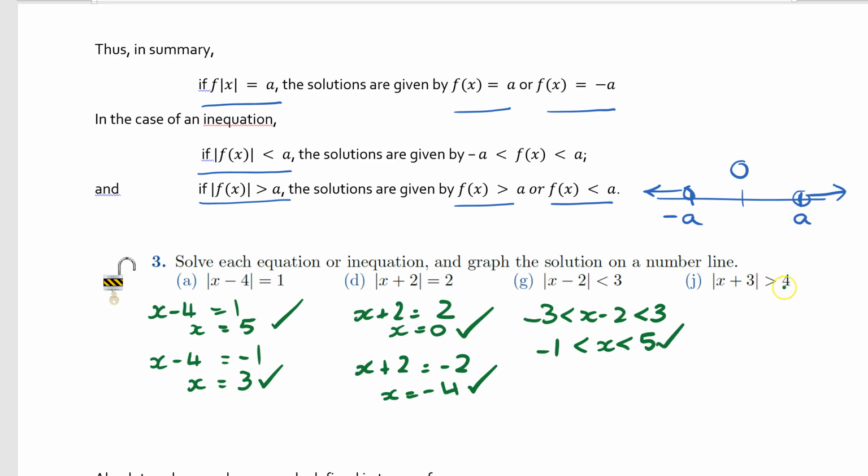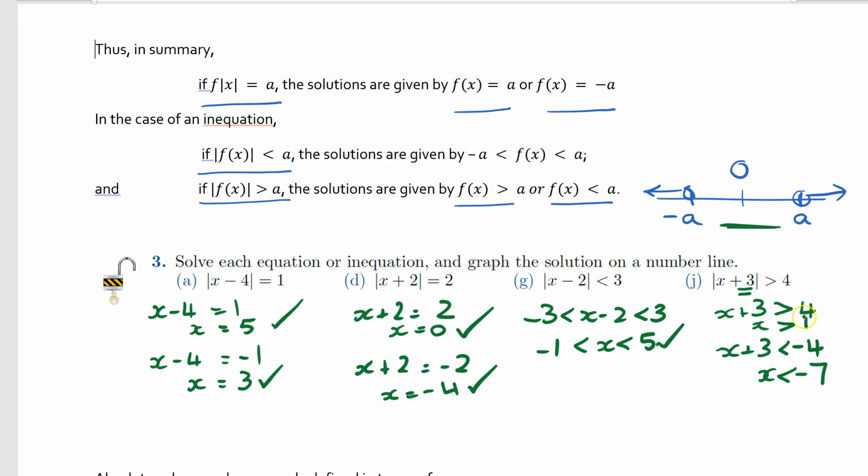This one, mod of x plus 3 is greater than 4, using our idea of the distance up here, is going to mean that x plus 3 is greater than 4, or x plus 3 is less than -4, to make it more than 4 units away. So if I solve this, this will give me x greater than 1, and this one will give me x less than -7. I should have said, when I'm talking about 4 units away, I'm talking about 4 units away from +3 in this case. So if x is greater than 1, does that make sense?